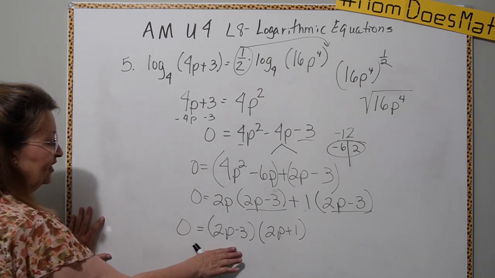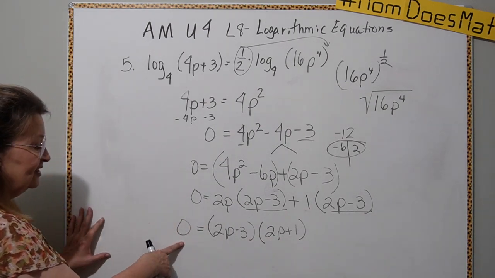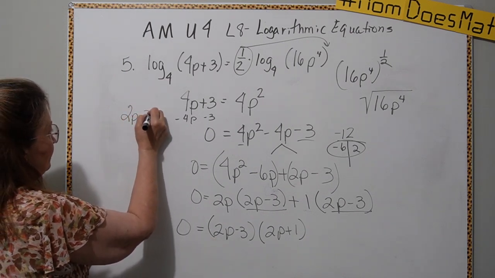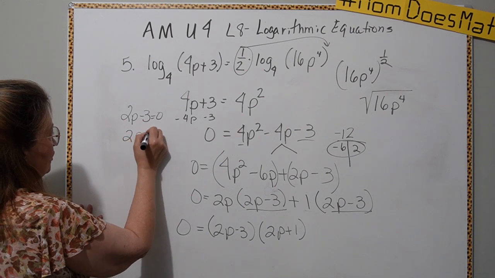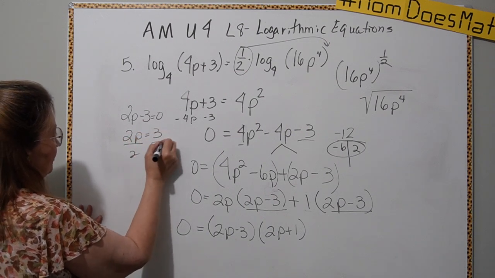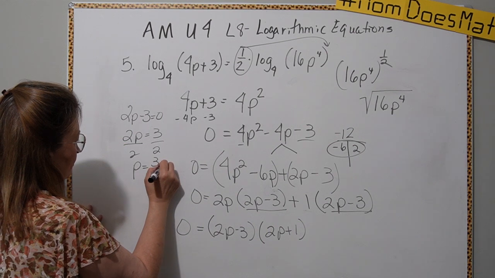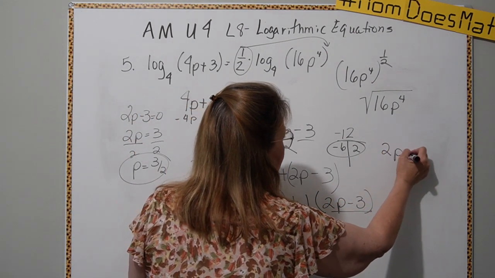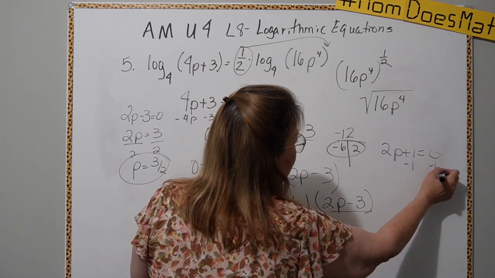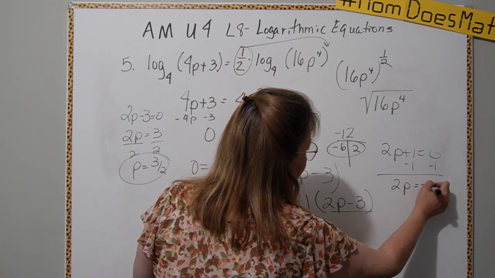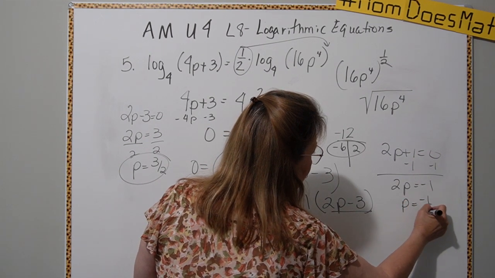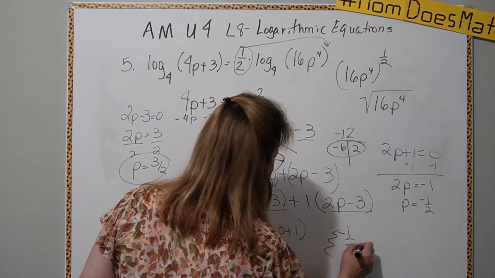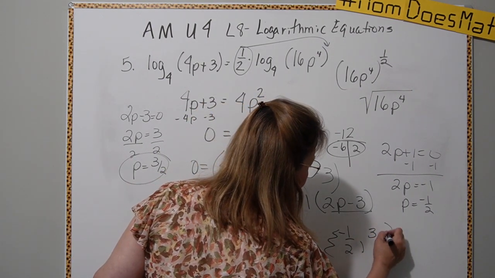So now we are ready to take each one of these and set it equal to 0 and solve it. So I'm going to come over here. If I do 2p minus 3 equals 0, that gives me 2p equals 3. Divide by 2. So I have p is equal to 3/2. And then if I come over here to do the other one, 2p plus 1 equals 0. Subtract 1 from each side. 2p is negative 1. So p is negative 1/2. So my two answers are, put your lowest one first, negative 1/2 and 3/2.